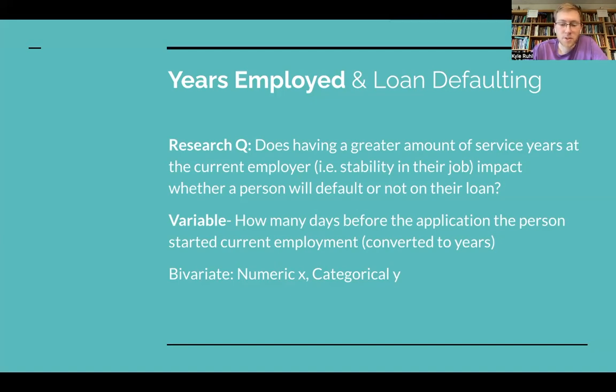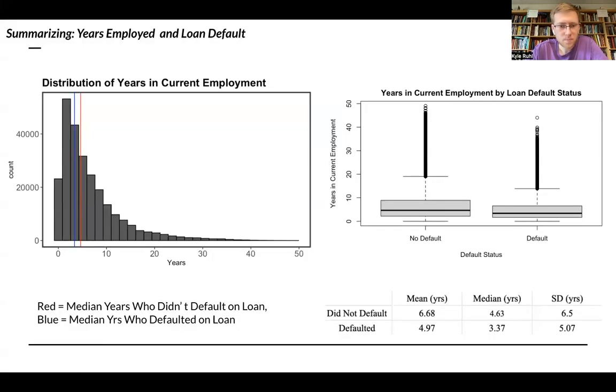Our variable here is how many days before the application the person started their employment at their current job. This was originally in days. We converted this to years. And our analysis here will be numeric X and categorical Y. And so now we can do some summarization.